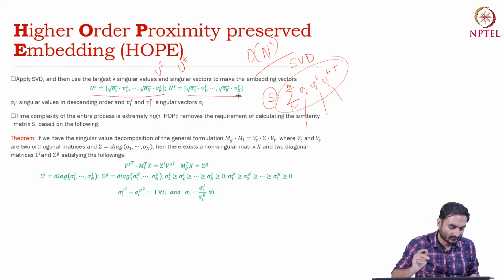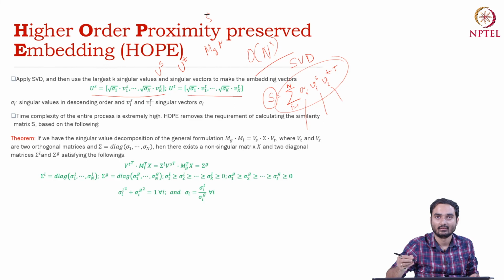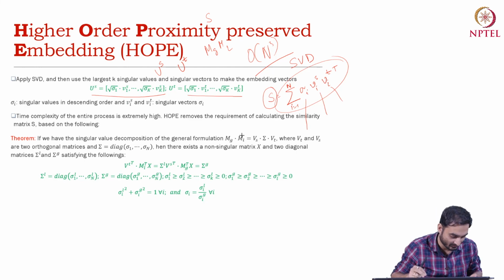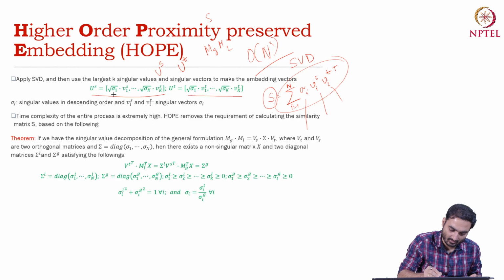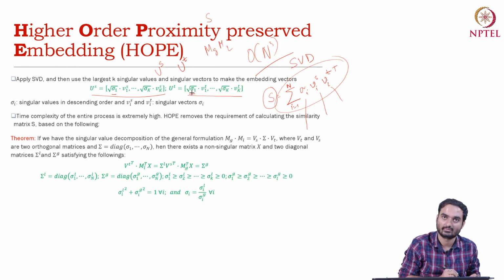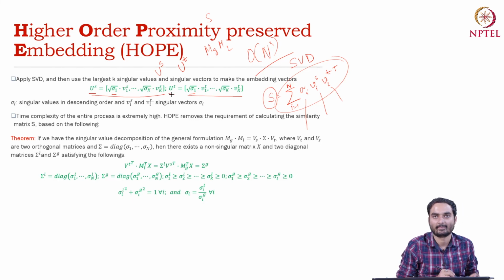So, then US would be this one and UT would be this one, okay. What they suggested is, given a particular higher order proximity formula, you first calculate Mg and Ml, and then you use this Jacobi-Davidson type algorithm and obtain these singular values, and from singular values you can easily get US and UT, okay. So, this is the idea behind HOPE.